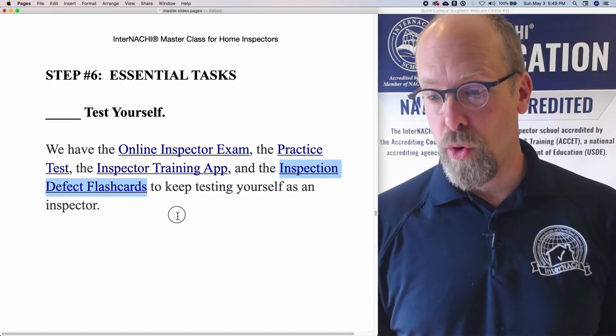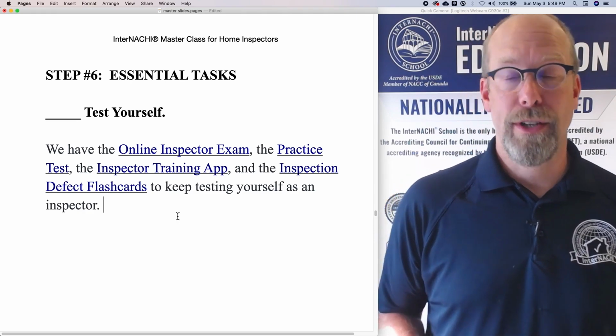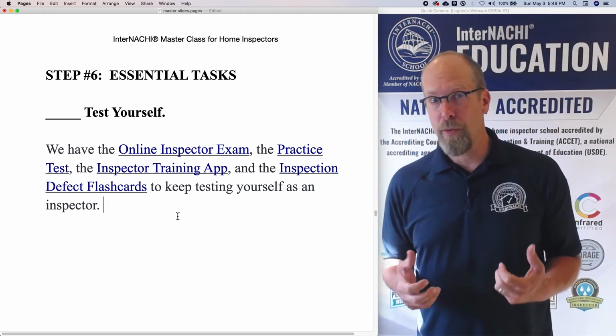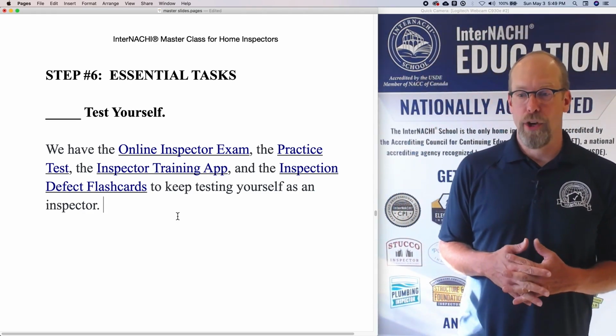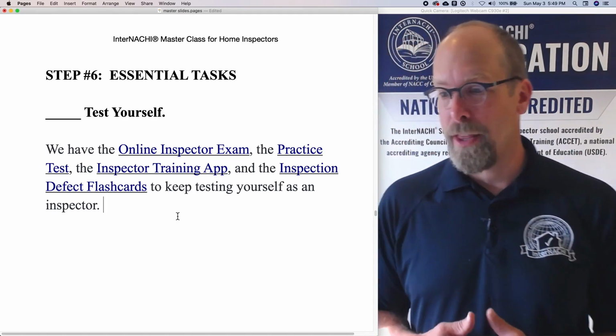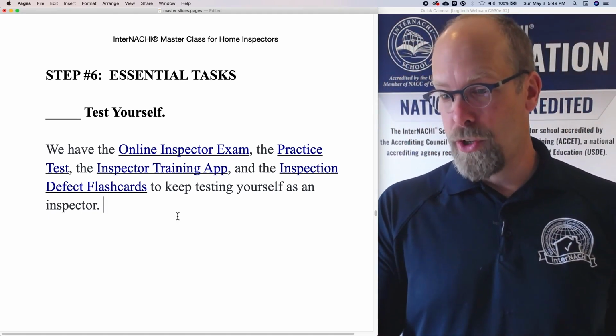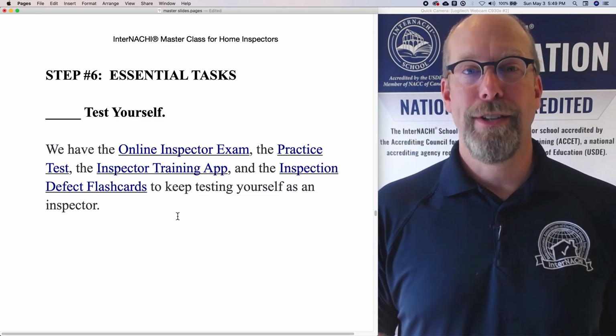And that is a cool way to keep yourself tested, see where your level of knowledge is as a home inspector. And it's all free online, fun stuff. So that's 1, 2, 3, 4 ways to test yourself.